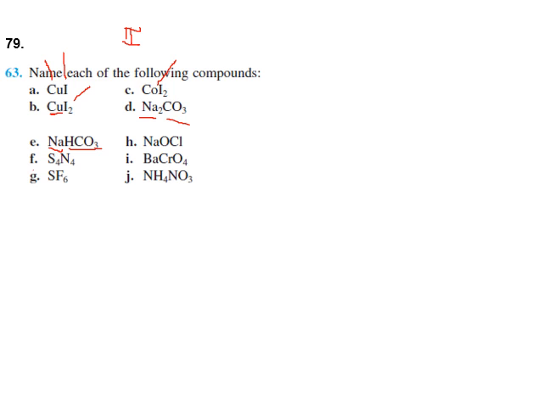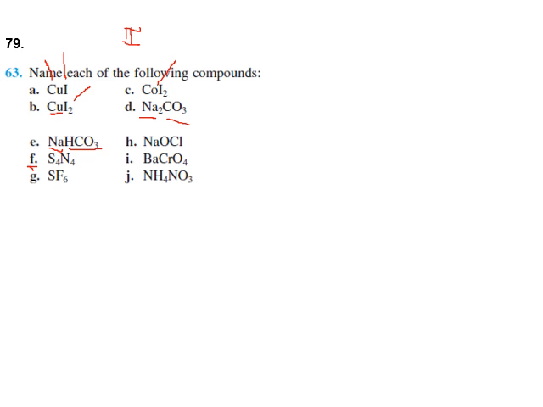F, S4 and N4. So if you look at the chart, S and N are both in the right top portion of the chart. That means they're both nonmetals. That means when they make a bond, they're going to make a covalent bond. They're going to share the electrons. So when you have a covalent bond, you have to name it differently. So however many of each thing you have, you put a prefix. So the prefix for 4 is tetra, T-E-T-R-A. So it would be tetrasulfur tetranitride. Again, that's tetrasulfur tetranitride.